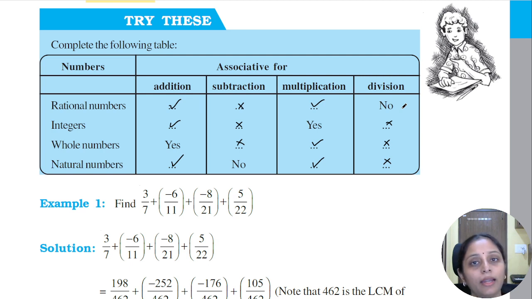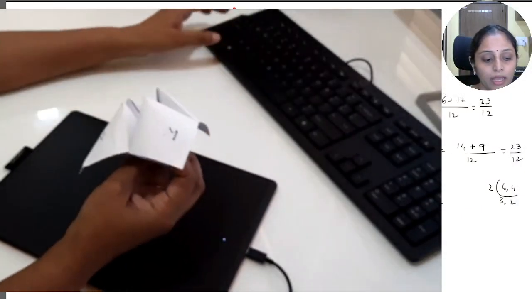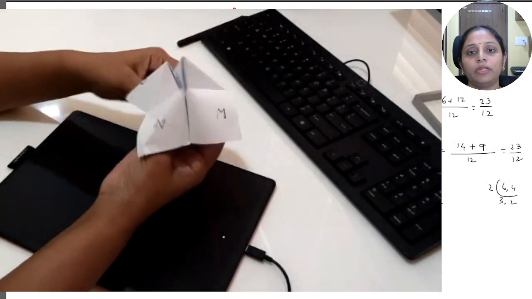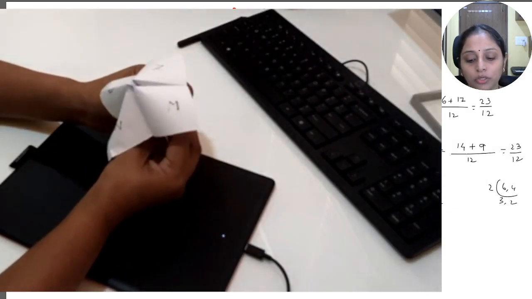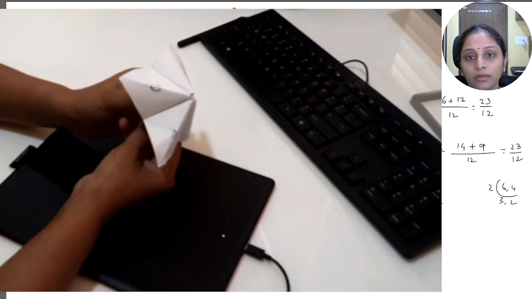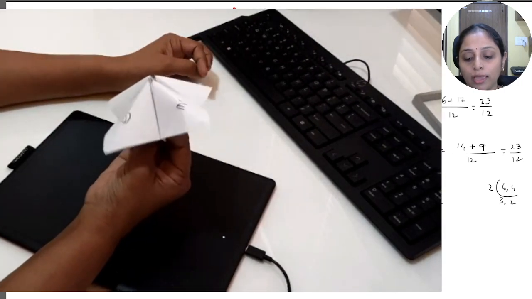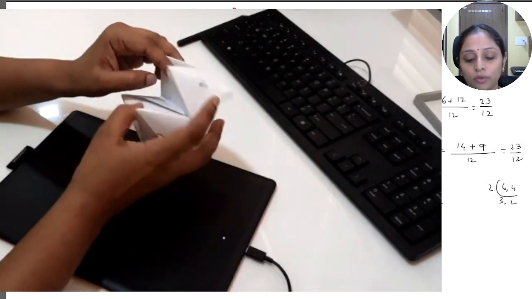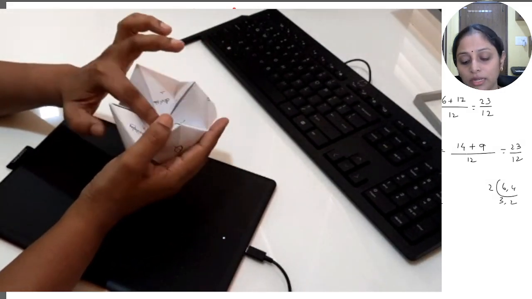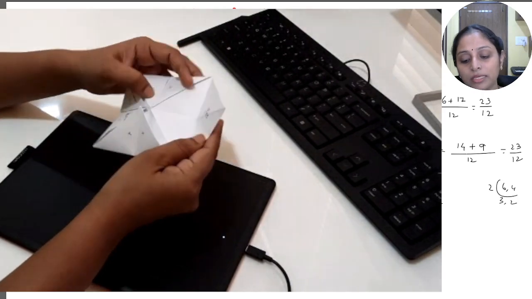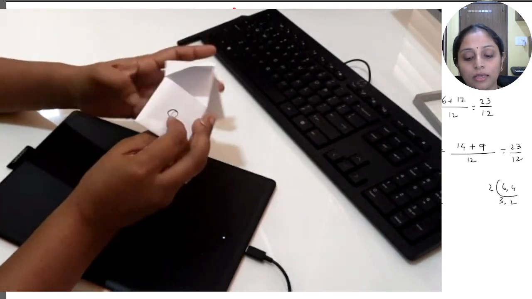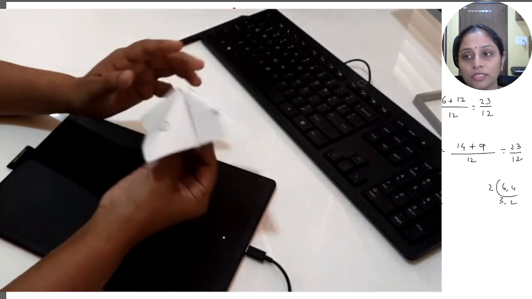So if you remember, we had done an activity for the commutative property for all the 4 operations and all the 4 sets, right? So now here I want you to check this activity for associative property as well. If you take, for example, the set of rational numbers, and then you choose any of the operations here, let's say addition, and then open and see, it's a yes. That means addition is associative for the set of rational numbers, right?